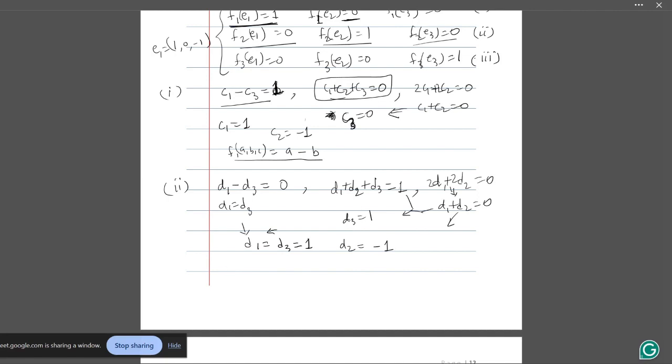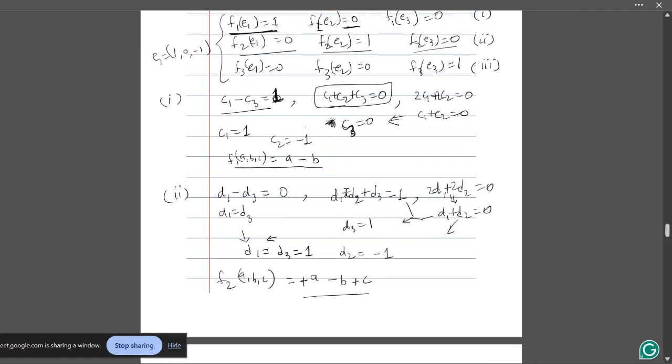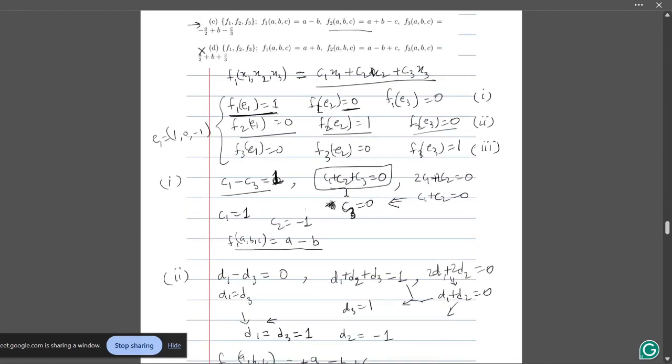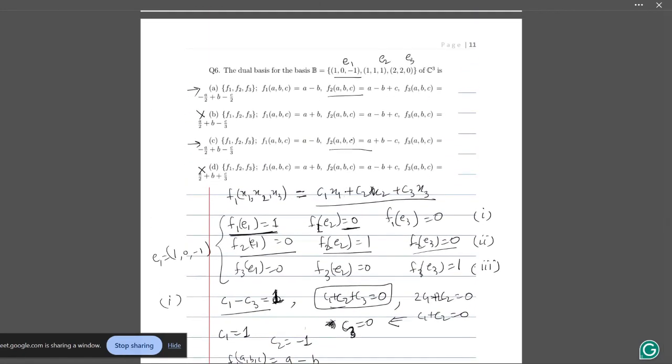So we get F2 of A, B, C. This F2 linear function is given like this: the first coordinate is plus, the last coordinate is plus, the second coordinate is minus. So it is A minus B plus C. We are not going to calculate F3, though you should check F3 also, okay? But F3 is the same in both, so no need to calculate it. A is correct because A minus B plus C.